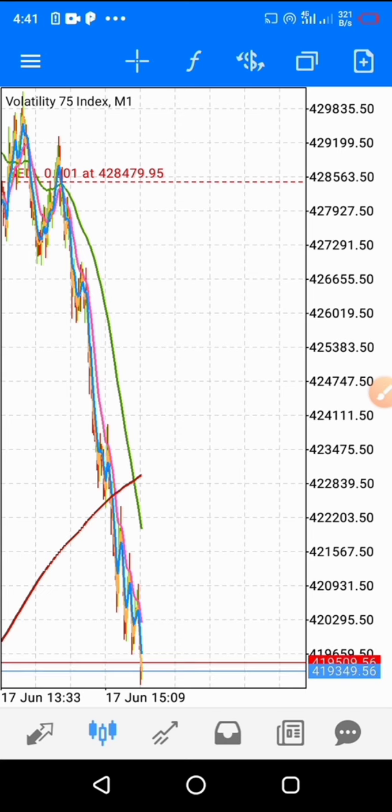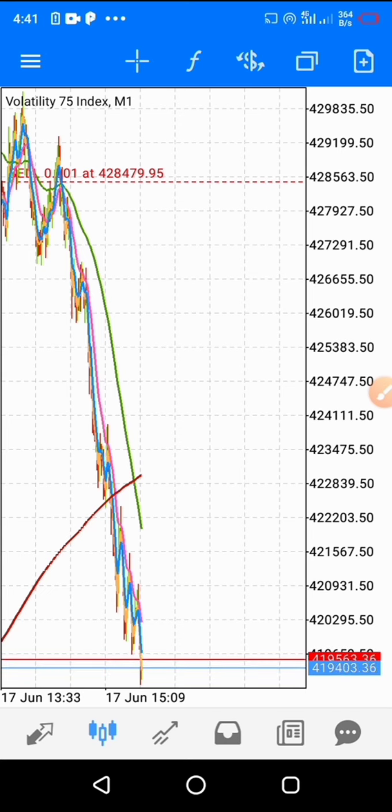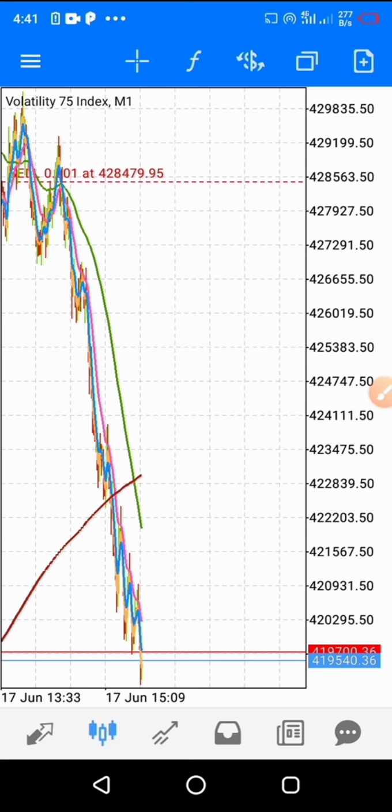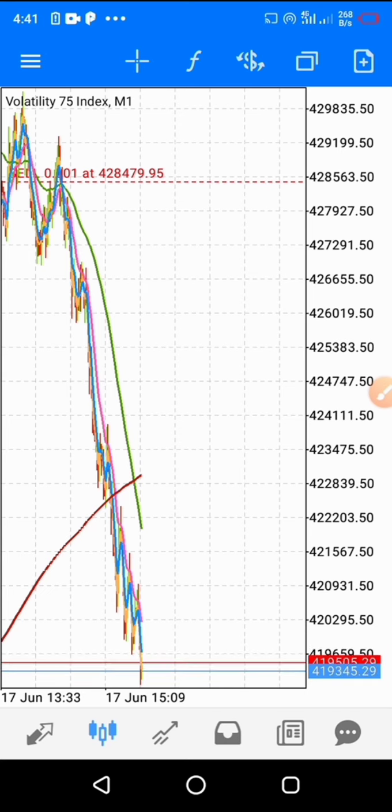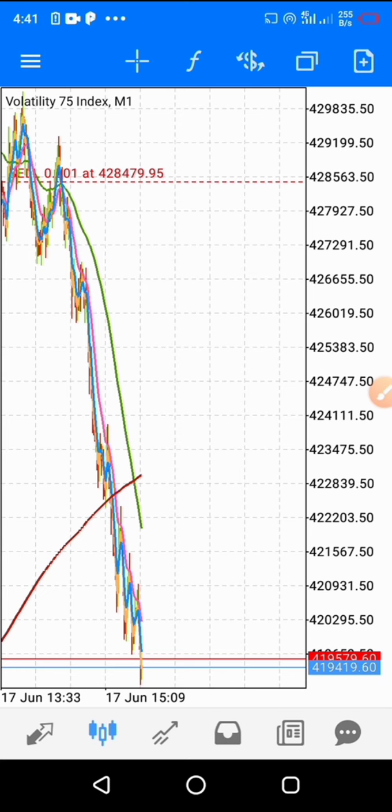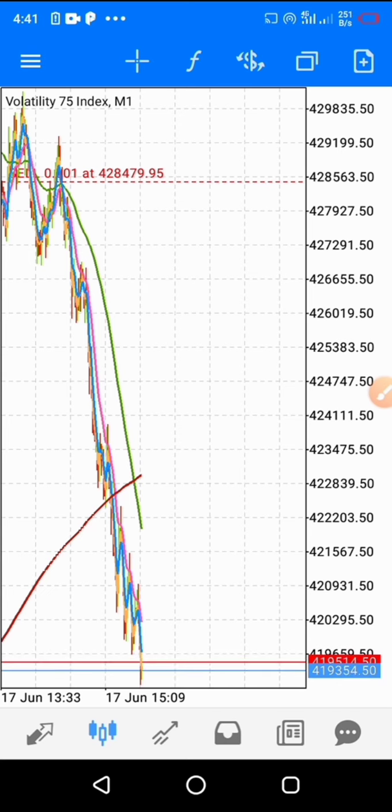Now, in a situation whereby you want to have 10 trades and you want to risk $2, your stop loss is going to be 2,000 points, because 2,000 points times 0.001 is $2, while your take profit is going to be 6,000 points, which will give you $6.